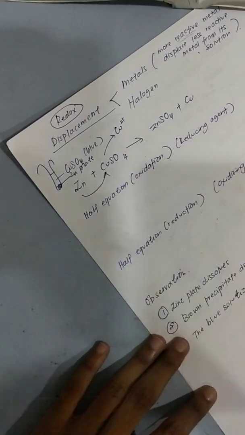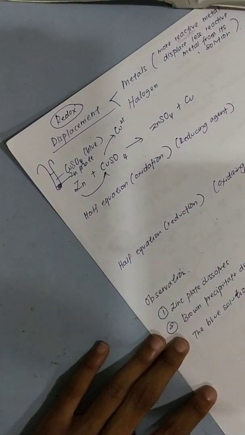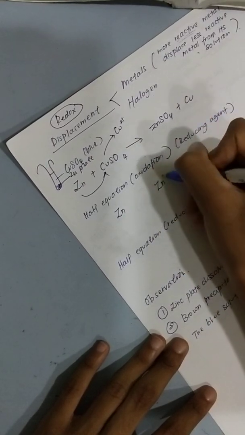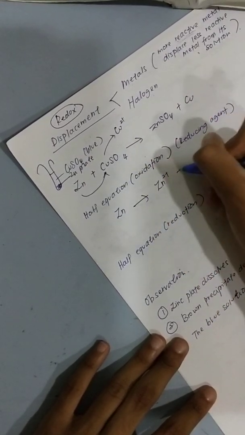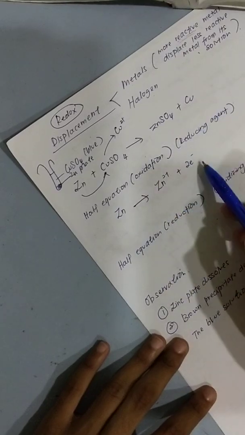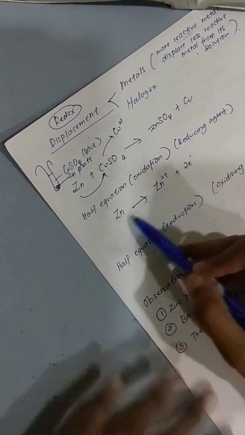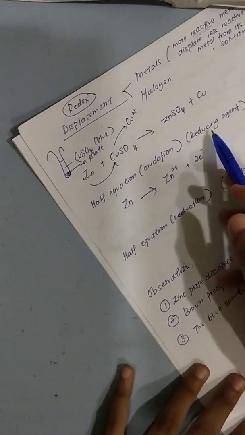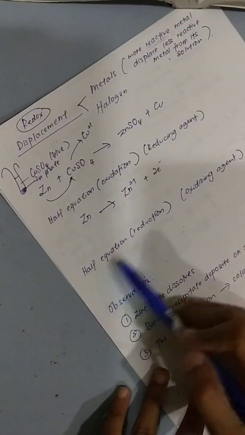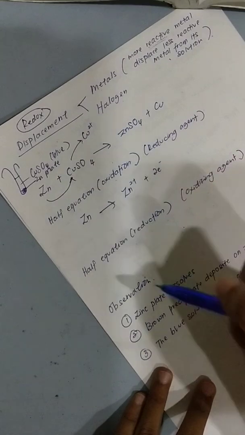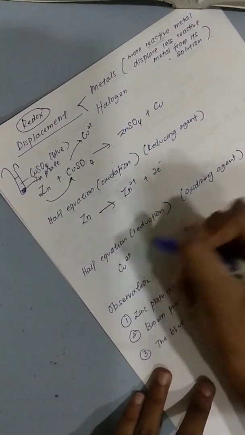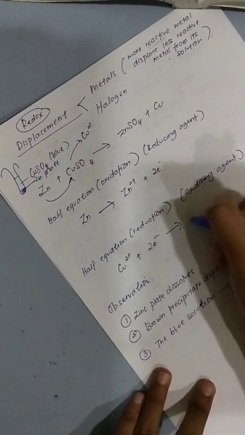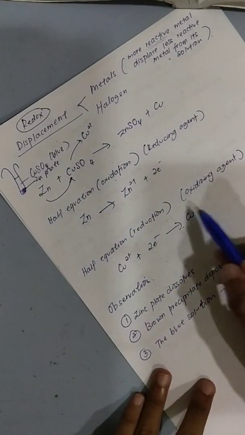So the half equation for the oxidation will be zinc becomes Zn2+, right? So that means what happened? It has donated 2 electrons. So therefore this is the oxidation. If this is the oxidation, that means your zinc atom is the reducing agent. Okay? And then for your half equation, your reduction is your Cu2+. Since it's reduction, it will accept the 2 electrons and become copper. It becomes copper metal.